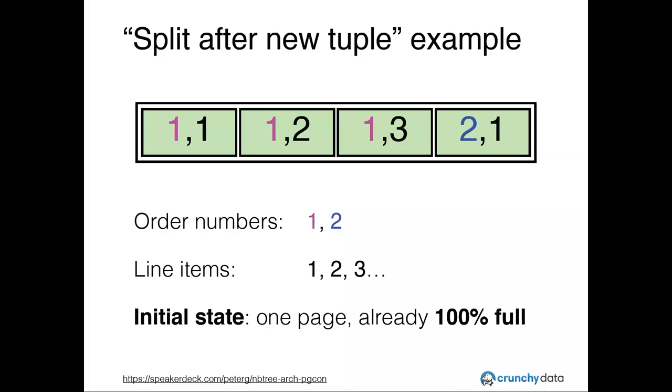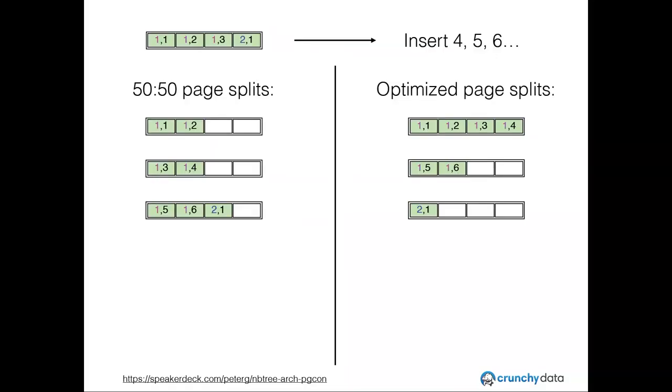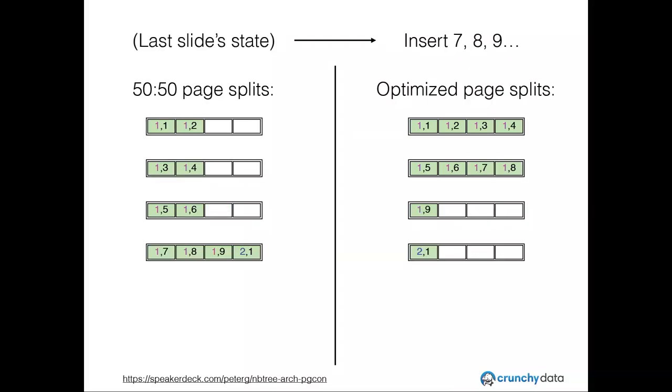So OK, we start with what was on the last page. That's what you see here, last slide, I mean. So we're going to compare the 50-50 page split algorithm to the optimized one. Now, initially, they're both having inserted 1, 4, 1, 5, 1, 6. We have two page splits in each case, and it's not too different. There's the same absolute number of pages so far. However, what I will point out is that we've already actually done the split after new tuple part of this whole sequence. That is, here we see the 2-1 tuple is on its own page already, whereas it's mixed together here.